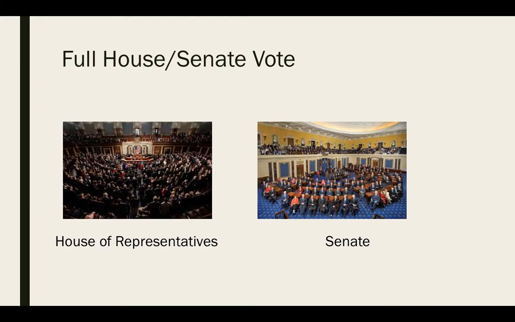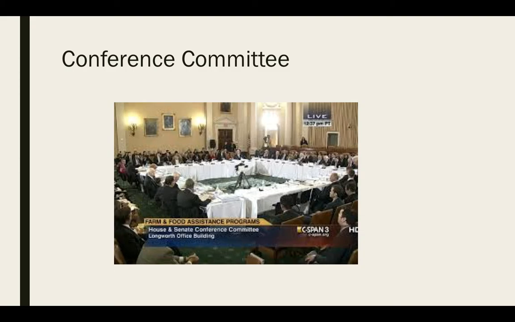Conference Committee. This, remember, is a joint committee. It's going to have members of both the House and the Senate. So this is for farm and food assistance programs. And so this is a House and Senate Conference Committee.